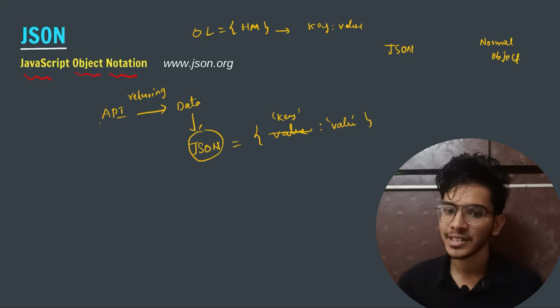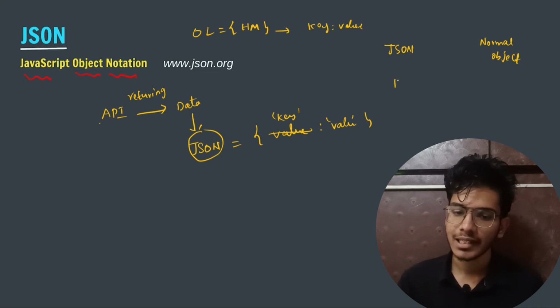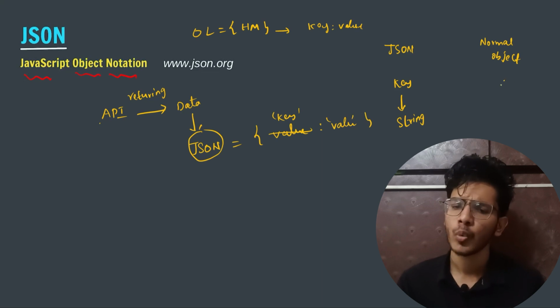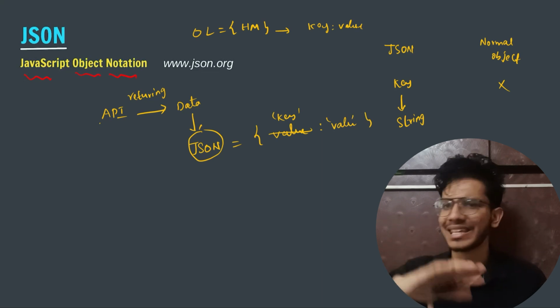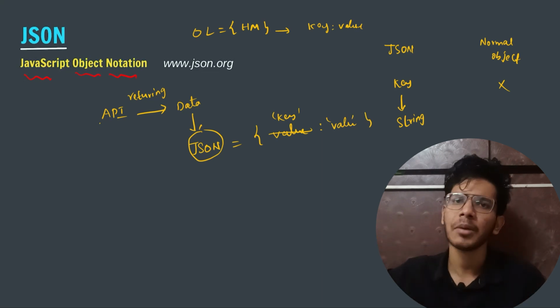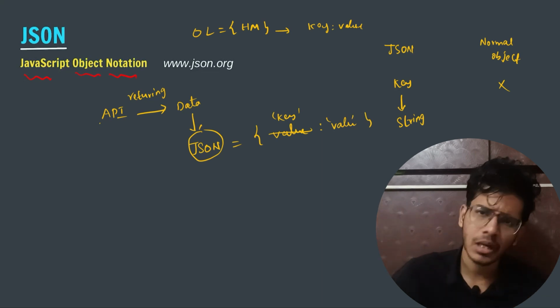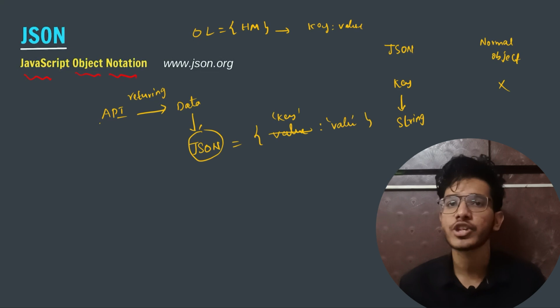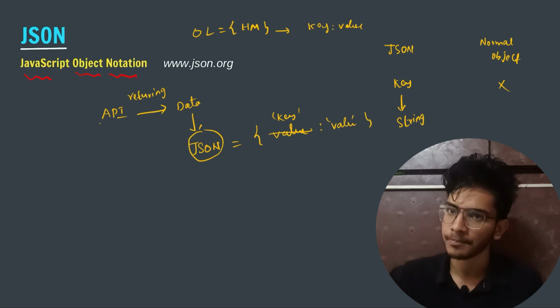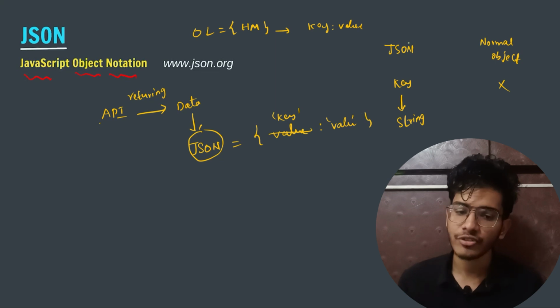The difference between these two is, here the key is always a string, but here it doesn't have to be all the time. The key can be a string, a number, a variable, it can be anything in a normal object. But when it comes to JSON, it has to be a string all the time. This is one of the key differences.